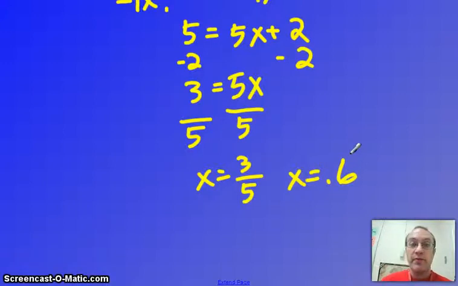Hopefully this helps with solving linear equations. I know it's something that you've done before, but some of you need a little bit more practice on. We'll continue to practice on this and have a quiz on it in class until everyone's getting it, because it's a big building block for what we're going to be doing later.